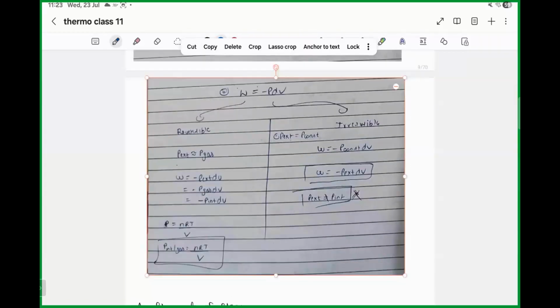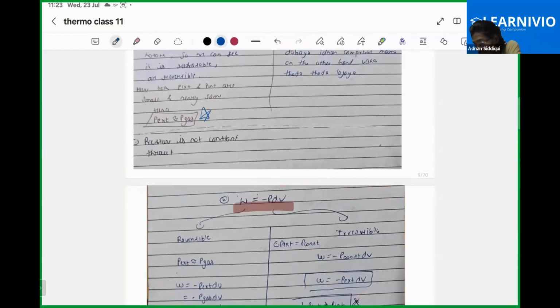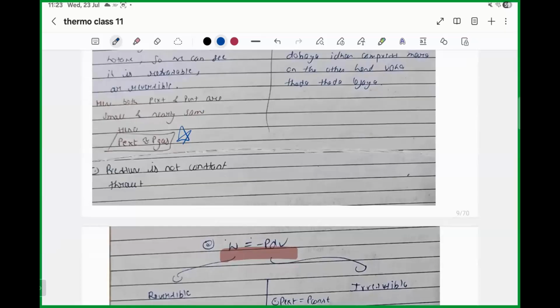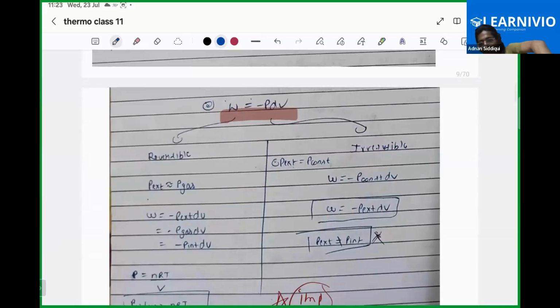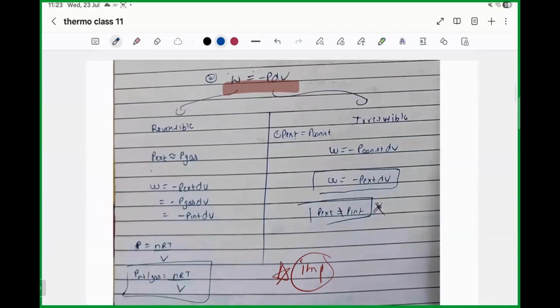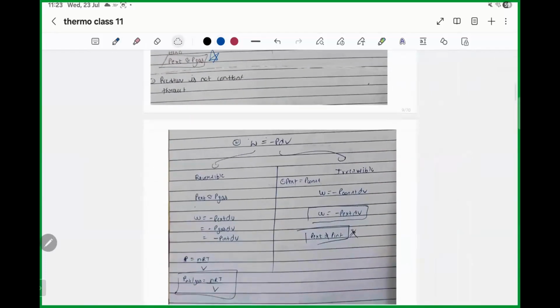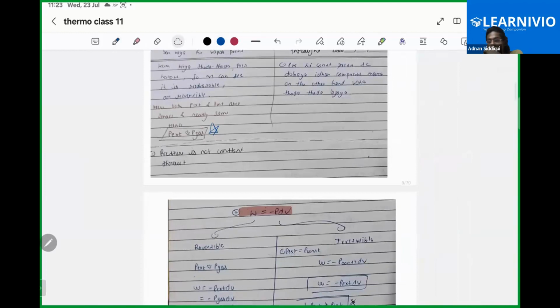Just give me a few seconds to note these two points somewhere. For reversible, P external is equal to P internal. It will be in the notes, but please make a note in your copy so you can remember it because the PDF is slightly big. For reversible, the P external is equal to P internal. That P internal is basically P gas.